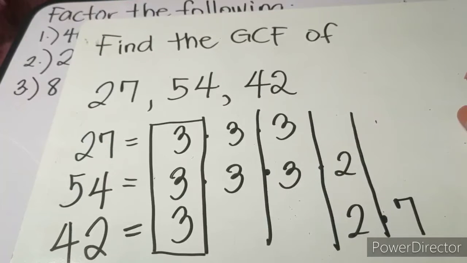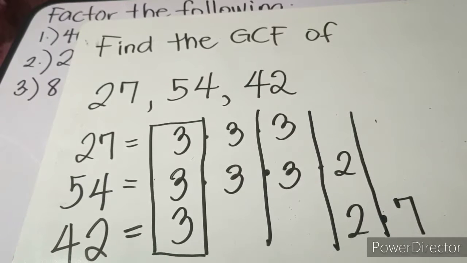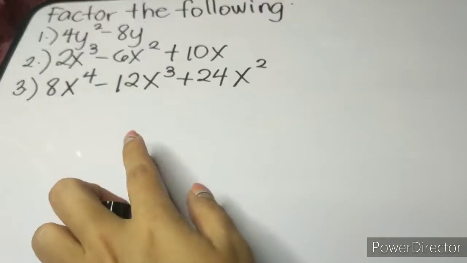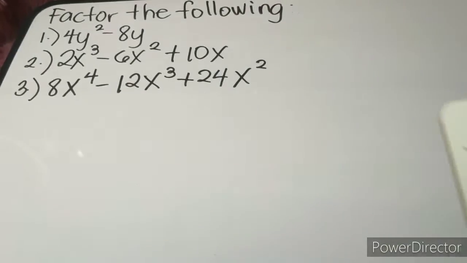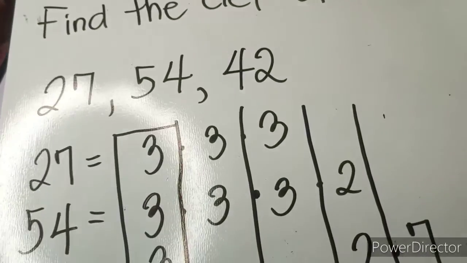Sa iba, madali lang ma-identify yon. Pero, para sa mga hindi sanay or mabilis makaisip, this is one of the detailed methods in finding the GCF. And sa common monomial factoring, as you can see, this is a polynomial.